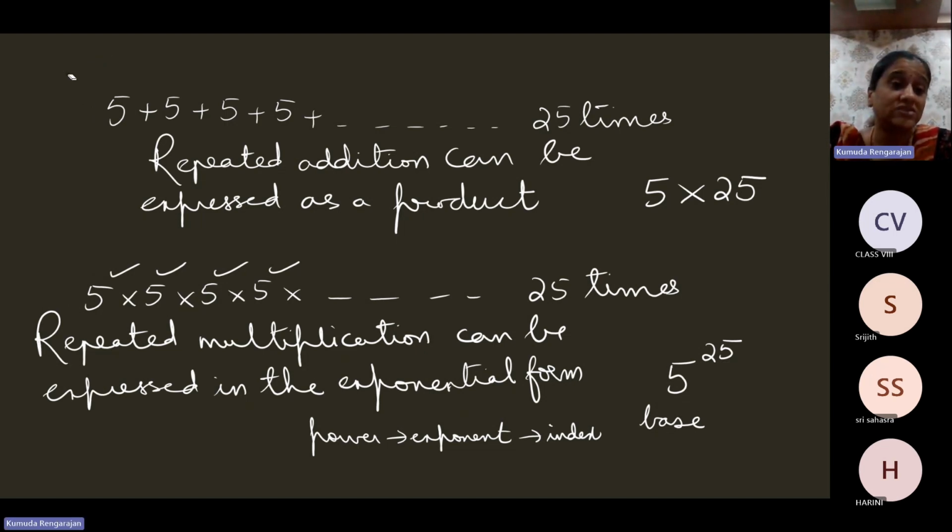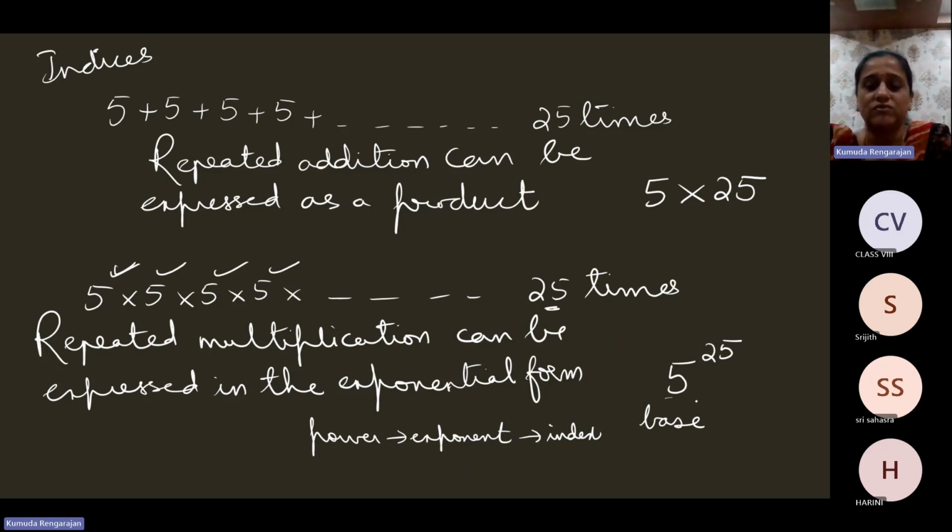That's why this chapter is called indices also, meaning exponents. So in repeated multiplication, the number that is repeated is the base, and the number of times it is multiplied by itself is the power. So how many times? 25 times. That's the power. What is repeated? The number 5 is multiplied by itself many times. So that number 5 becomes the base, and the number of times it is repeated becomes the power.